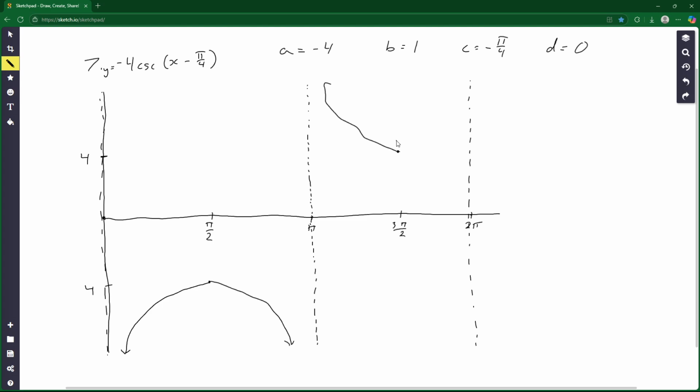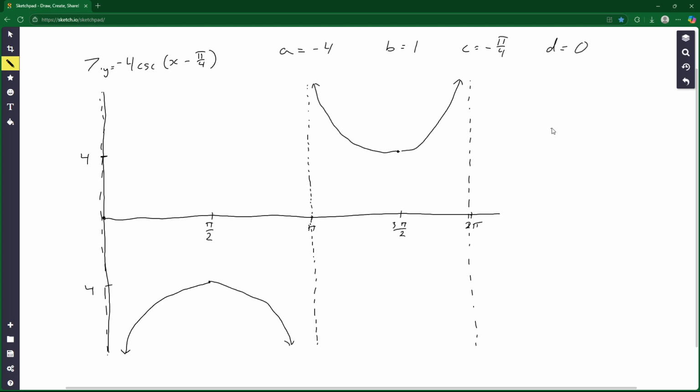That was awful. Let me try that again. Goodness gracious, I cannot draw this graph for the life of me. There we go. And these are going towards positive infinity, but it's never reaching pi or 2 pi or 0 here.